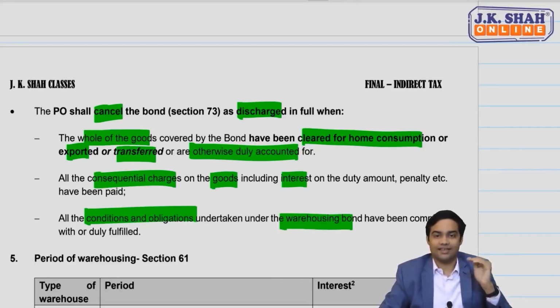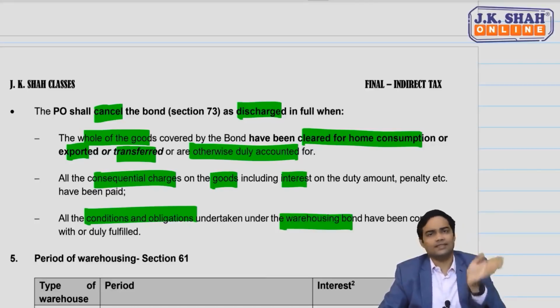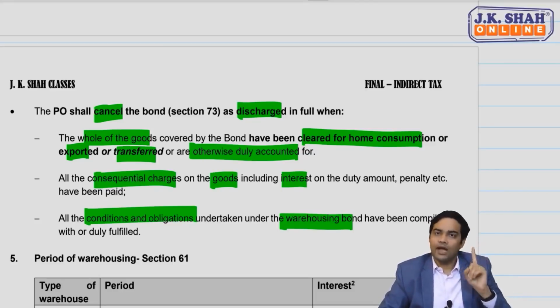If all the 3 are satisfied, one, you have cleared the goods, that means you would have paid duty, or you have exported, that means you have filed your shipping bill, or you could clear it to another warehouse, then in that case bond will not be discharged at that moment. It will be discharged once you get it clear and you complete it. All the obligations need to be met. You need to discharge interest, you need to discharge any penalty which is payable, you need to discharge custom duty correctly. Fine.